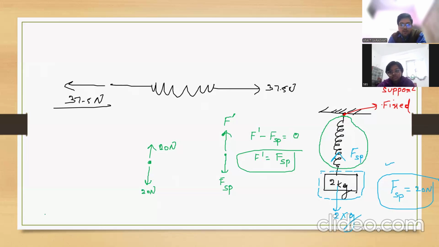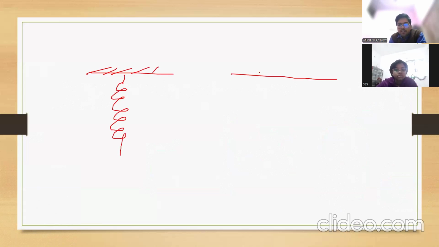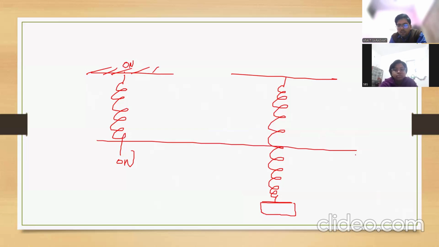In this case also, if there is no block, the length of the spring is this much. If you attach any block, here no force, 0 Newton here. At the top also, on the spring, 0 Newton. Clear? If you attach any block, then there is elongation obviously. Clear? Elongation is there.